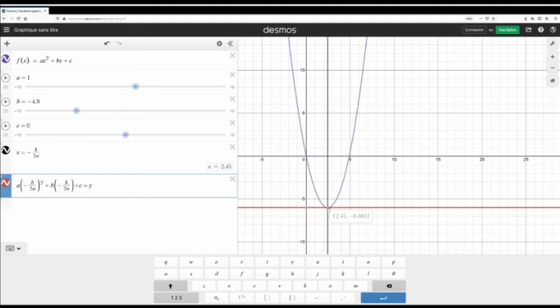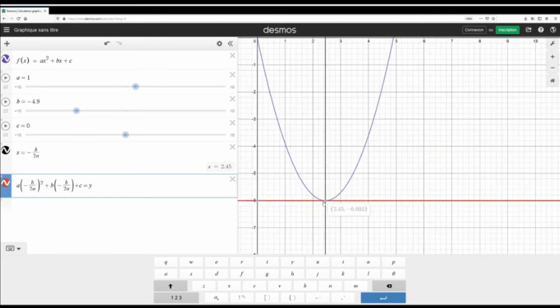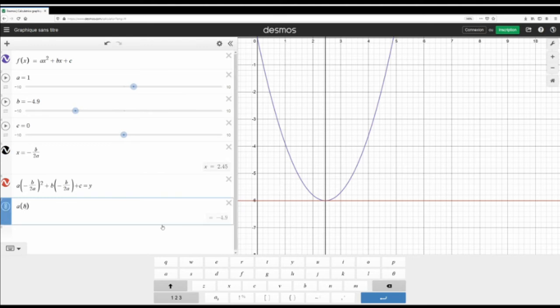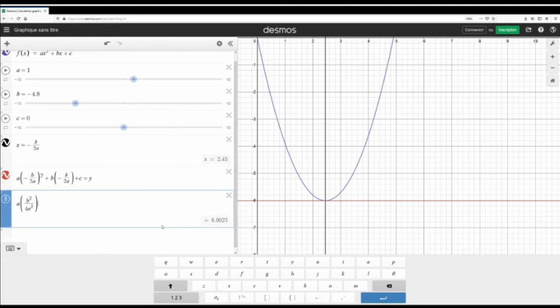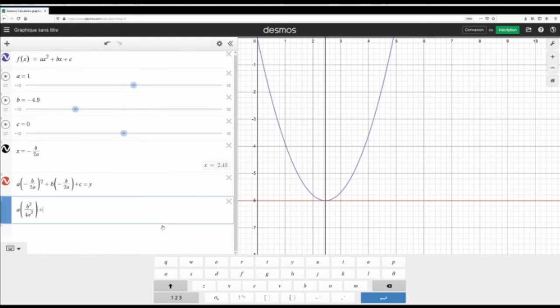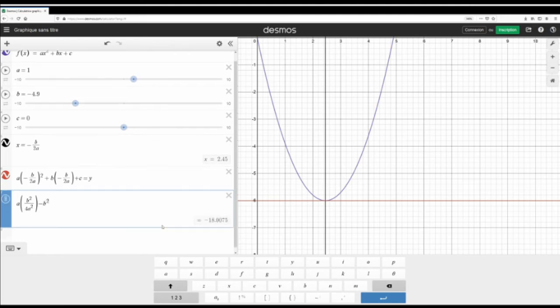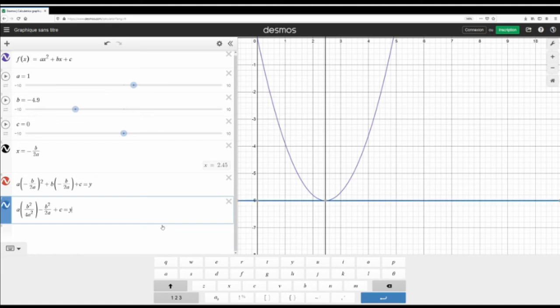And you can already see that this is exactly plotting the point of symmetry, but we actually have to simplify this to get a proper expression. So simplifying, we get a times b squared over 4a squared minus b squared over 2a plus c equals y. And so notice I really just expanded the square here, and I brought the b inside.